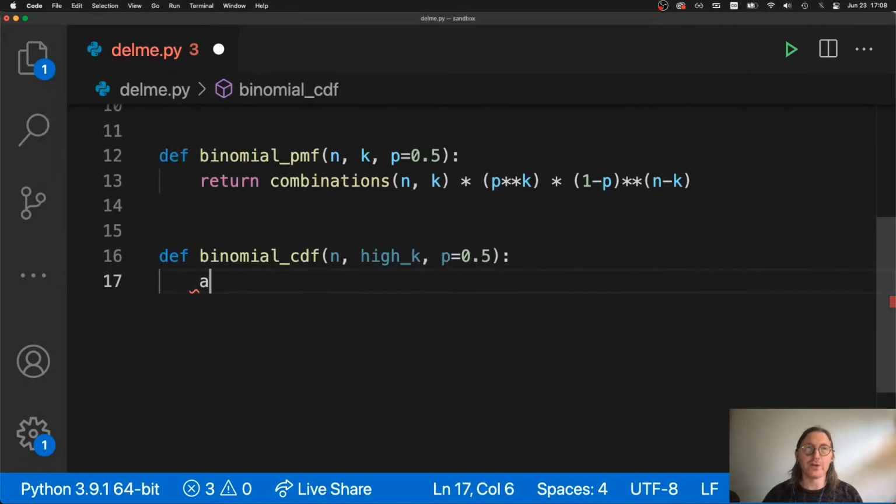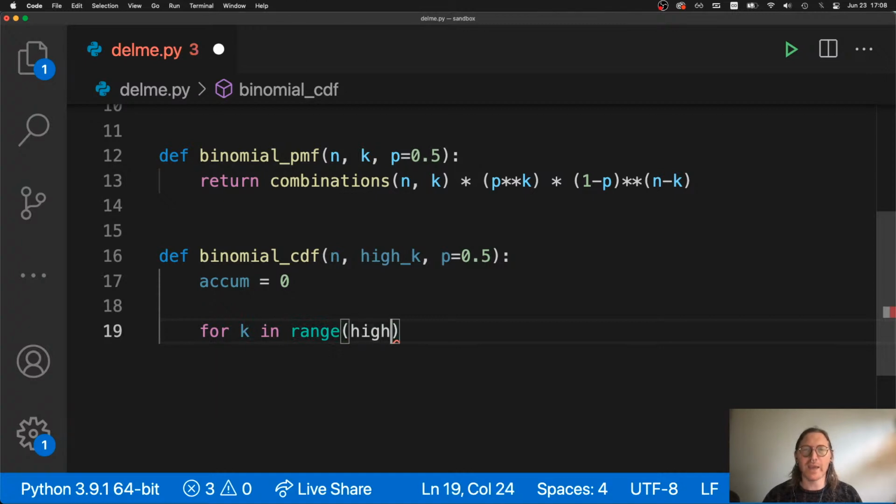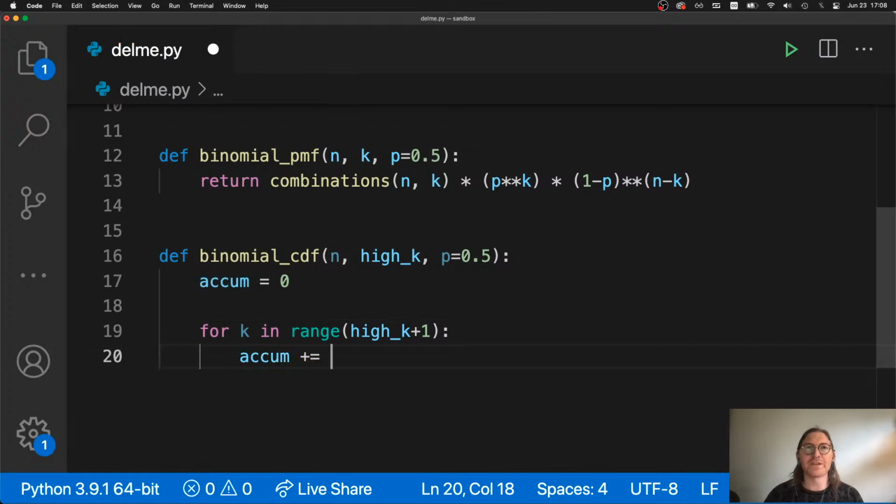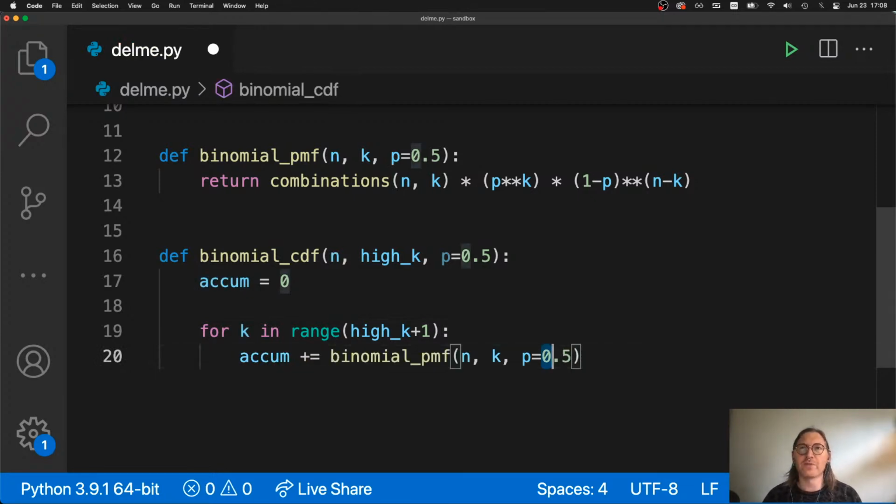We just have an accumulator, and we say for k in range high k, including high k, then we're going to accumulate across this. We're going to say accumulate plus gets the binomial PMF of n, k, and p. We have n, k, and p, and then we can just return the accumulator.